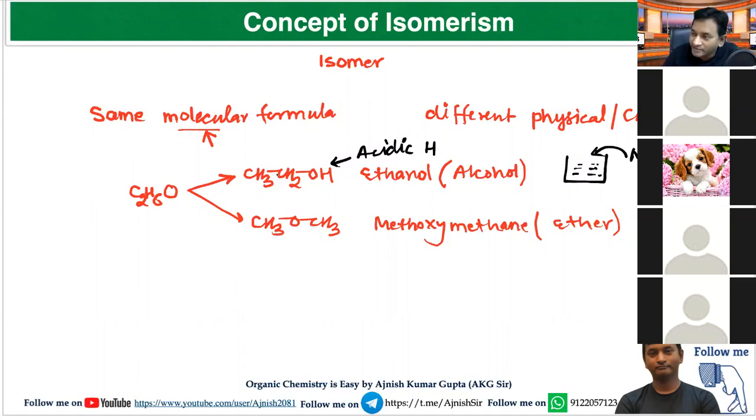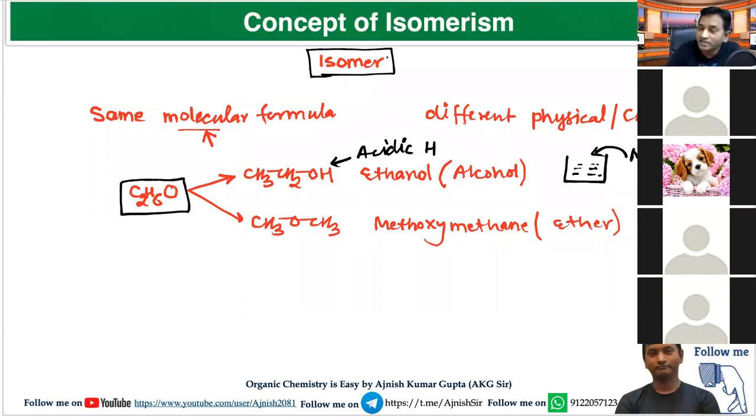So there is a difference in physical property of these two in terms of boiling point. There is a difference in chemical reaction in terms of sodium metal. They have different physical properties and different chemical reactions, but they have the same molecular formula. Then what will you say? When two compounds have the same molecular formula but differ in physical and chemical properties, they are called isomers. I think the definition is clear to everyone. Is it clear? Yes, sir.